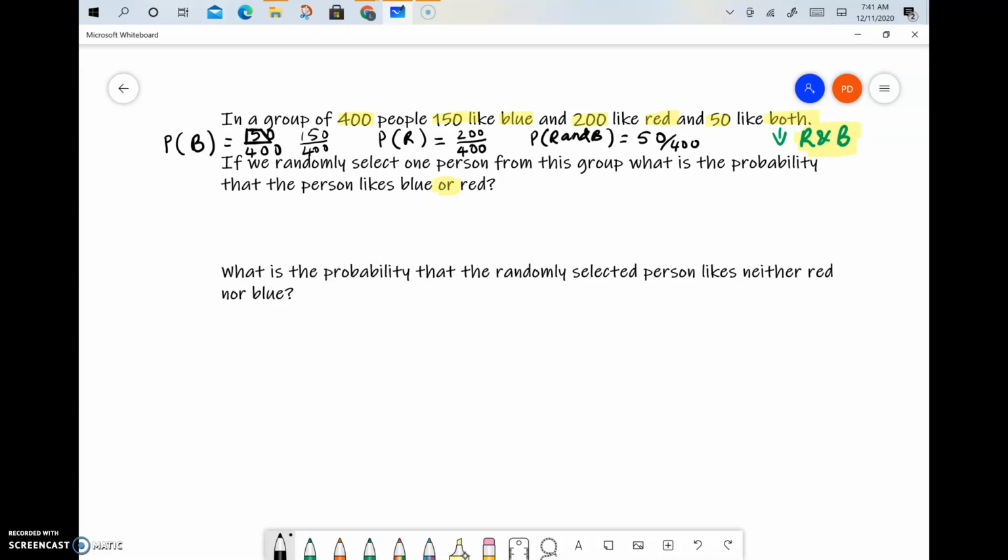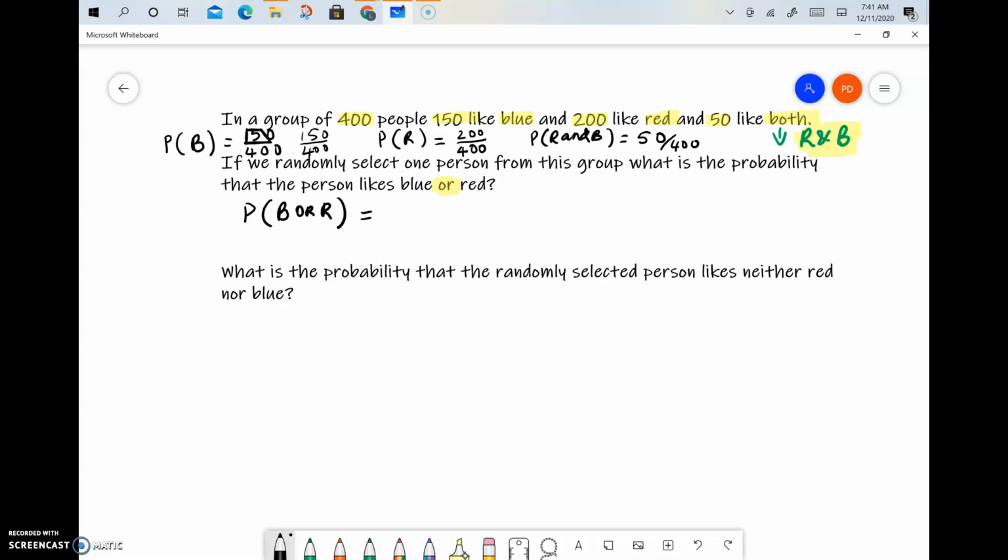So once we write down these probabilities, the probability of red is 200 out of 400, the probability of blue is 150 out of 400, the probability of red and blue is 50 out of 400. Since we're going to use the calculator at the end, I'm not simplifying these fractions. What is the probability of liking blue or red?